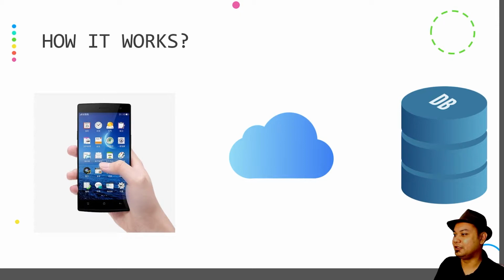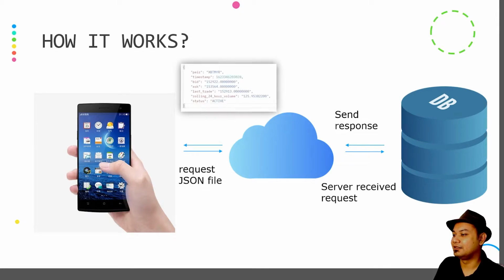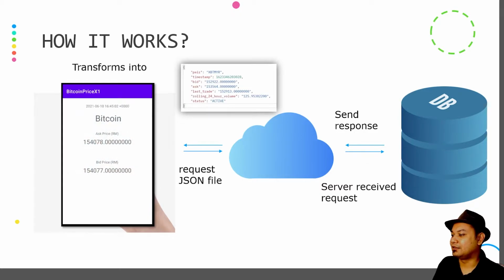So how does it work? It works by having your application send a request for the JSON file to a remote server through the internet. The server receives the request, and if the request is valid, the server sends a response together with the content of the JSON file. This content of the JSON file will then be transformed into a user interface on the application layer.